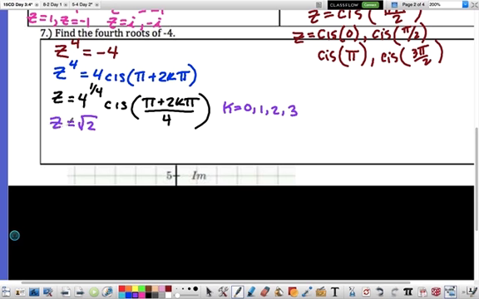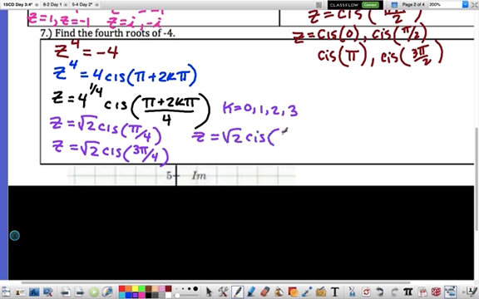Substituting in 0, you get square root of 2 CIS of pi over 4. Substitute for 1, 2 pi plus pi over 4, so that's 3 pi over 4. Another one, 4 pi, 5 pi over 4. Last one should be what? 7 pi over 4. Square root of 2, CIS, 7 pi over 4.